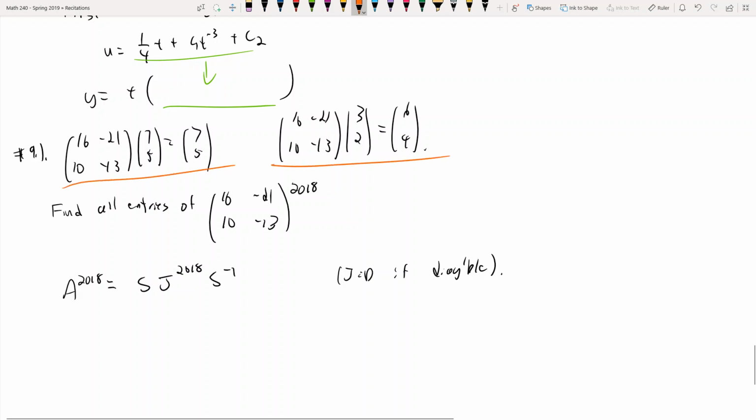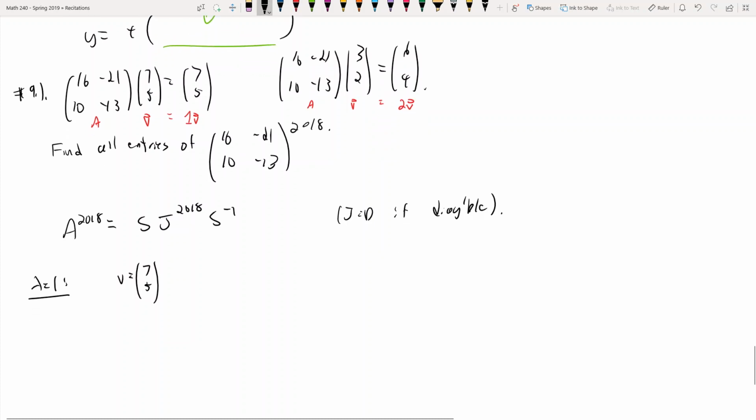Somehow these two equations up here should give me the eigenvalues and eigenvectors. I have it spoiled on the board, but essentially in this first equation, this is A times V is equal to V, and in particular, this is 1 times V. So we know for lambda equals 1, V is equal to (7, 5). Same thing over here. This is A times V is equal to 2V. And now we know for lambda equals 2, V is equal to (3, 2).